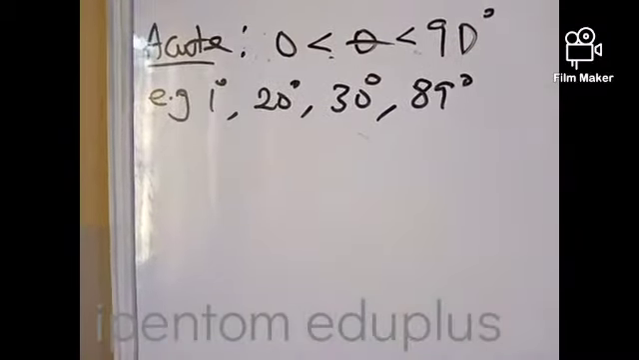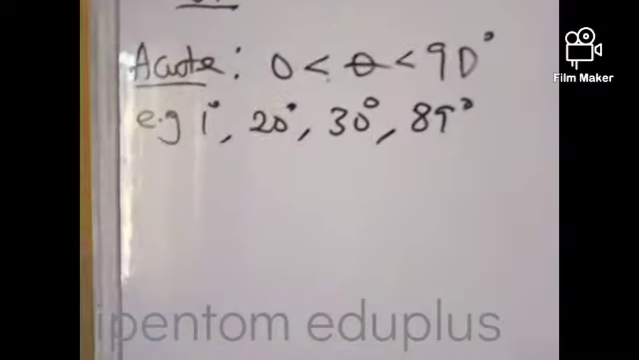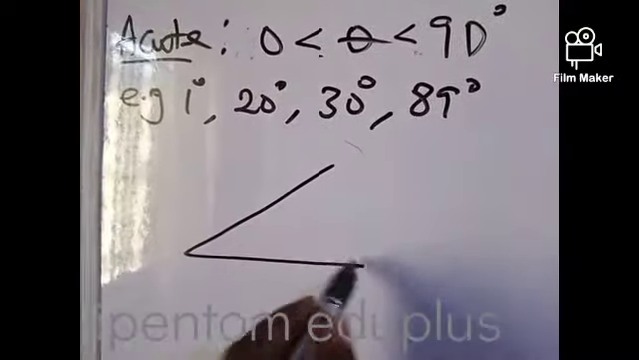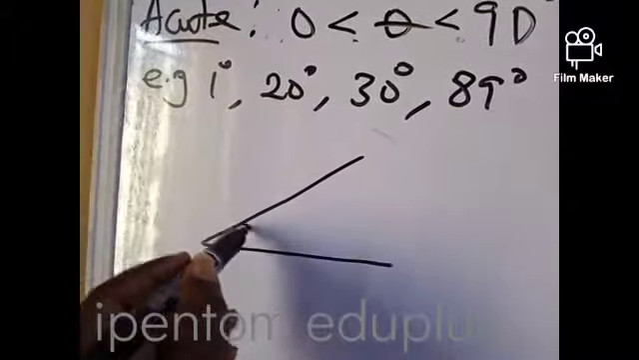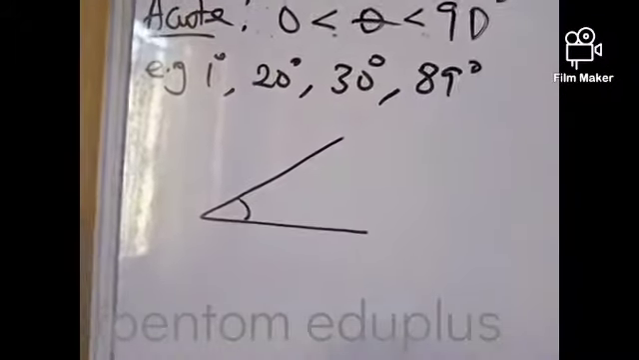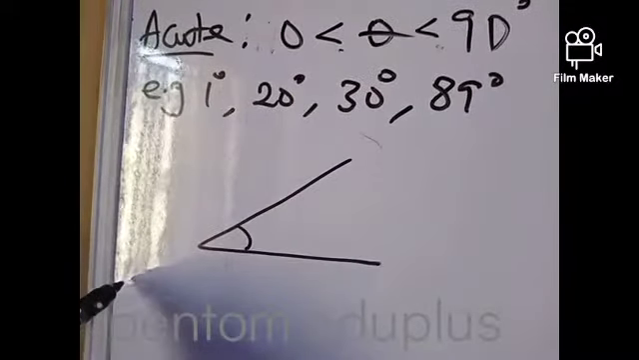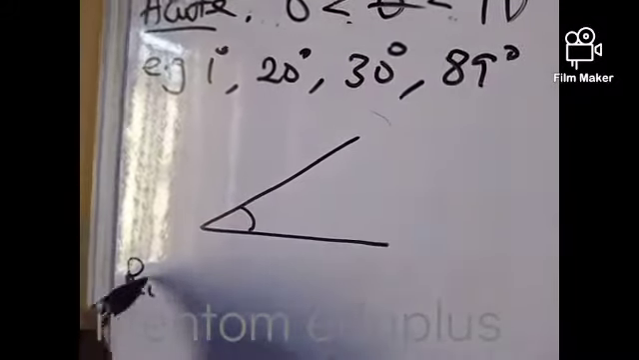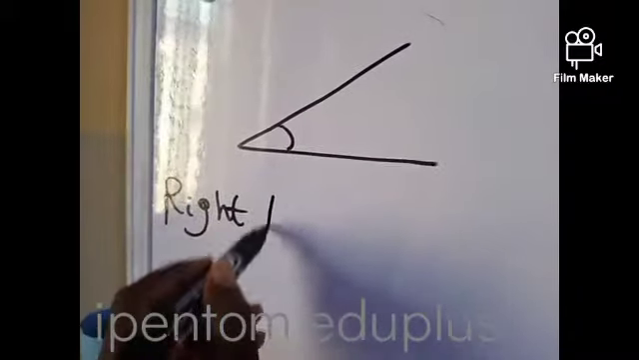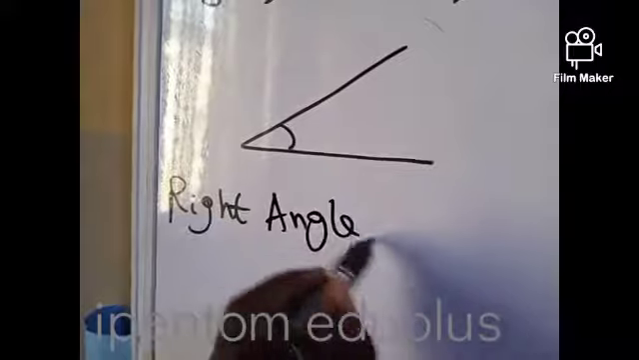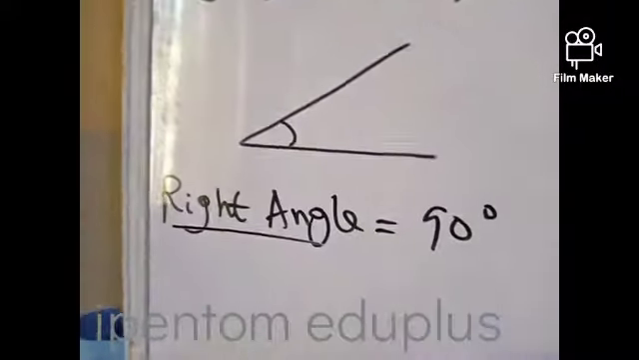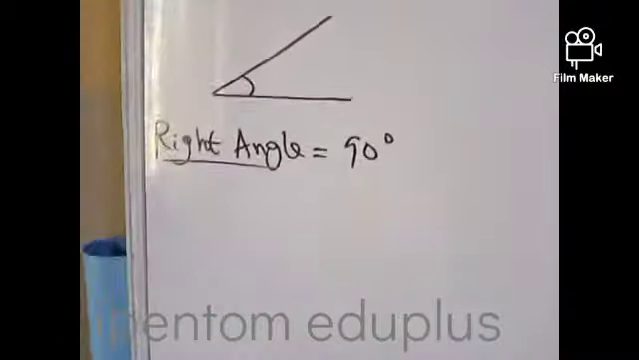Then how do we represent it using lines? When you have an angle of this type, we call it acute. Then apart from acute angle, we have right angle. Right angle is equal to 90 degrees. Then how do we represent it using lines?